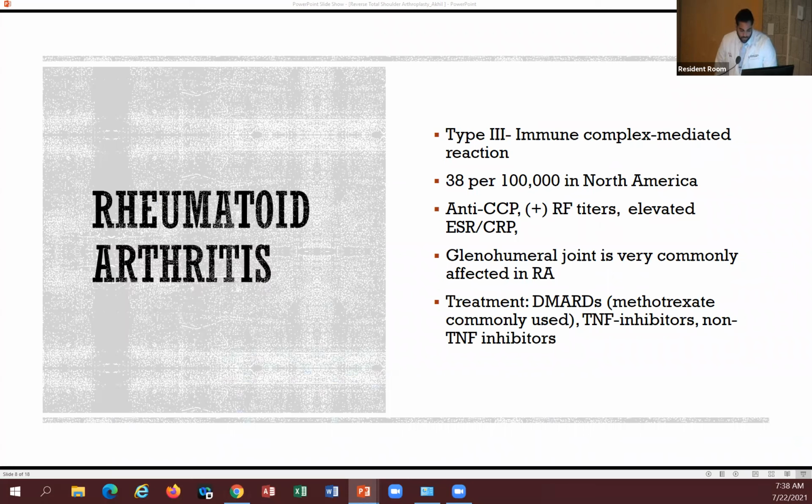Very briefly, I know a lot of folks know rheumatoid arthritis really well. However, it's a type 3 immune complex mediated reaction, and it affects about 38 in 100,000 individuals in North America. Anti-CCP antibodies are very specific for this condition. Positive RF titers and elevated ESR and CRP are sensitive, not specific. The glenohumeral joint is very commonly affected. Treatment usually includes DMARDs. You usually start with methotrexate, and if that fails, you can go to other DMARDs and use them in combination with one another. You can also use TNF inhibitors as well as biologics.